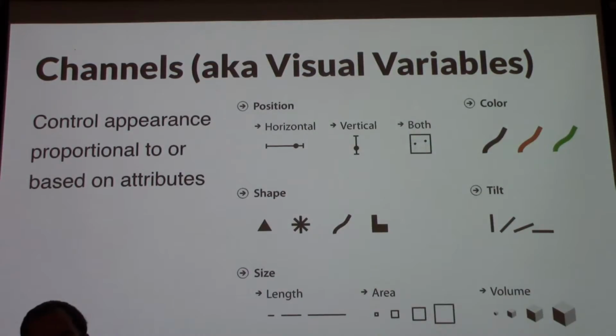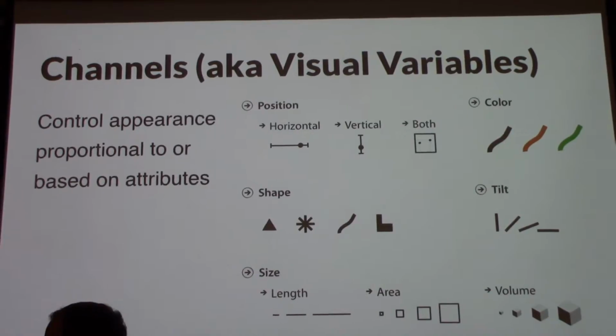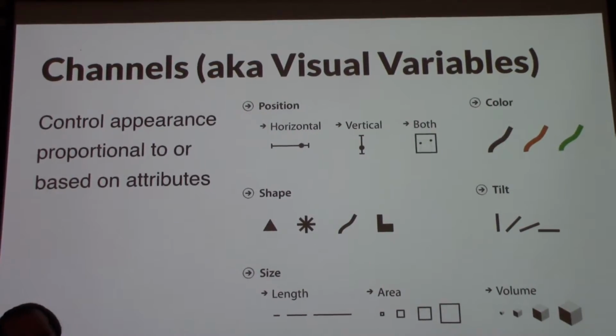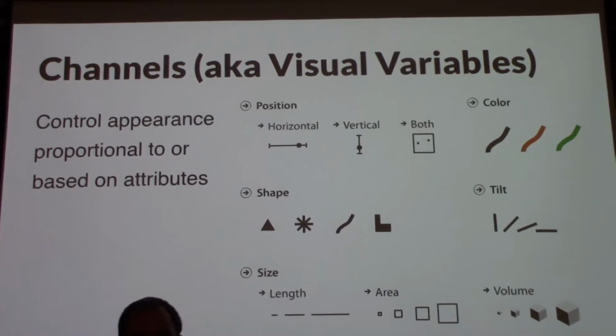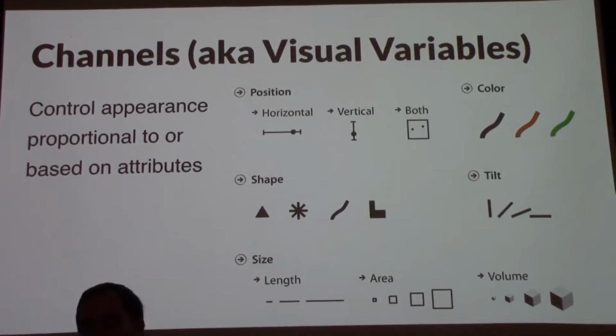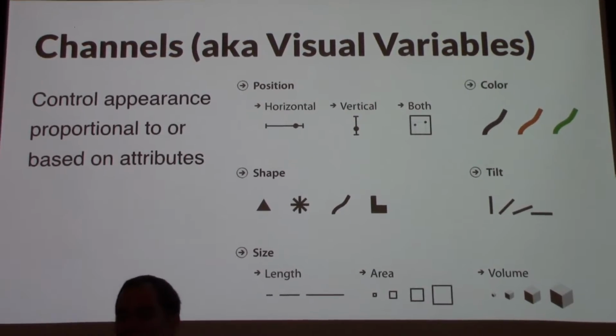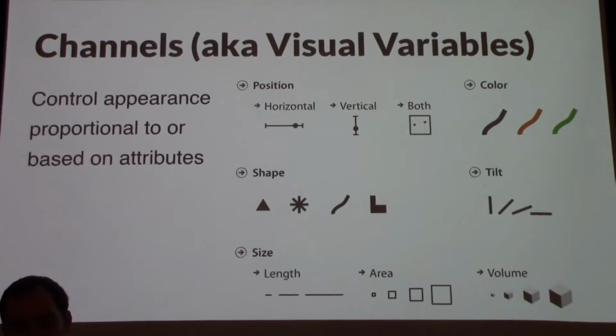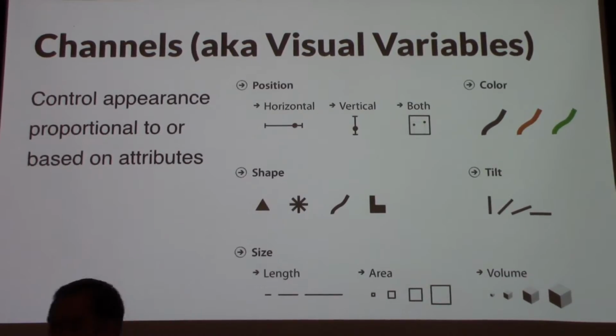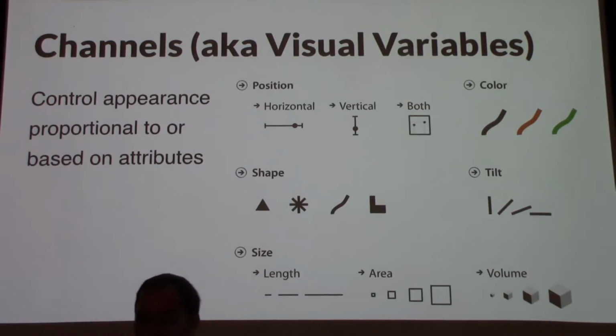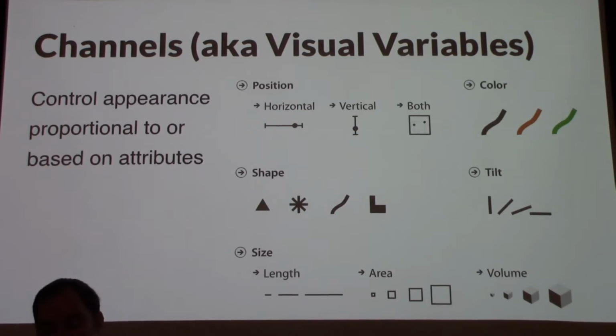And the channels are what controls the appearance. Essentially we came up with a lot of different channels. They are typically proportional to or based on attributes. Proportionality is of course important for quantitative values, while for qualitative attributes we use things like color. The most important ones are position, shape, size, color, maybe tilt, and maybe volume. But essentially those four here are the key visual variables, or the key channels.